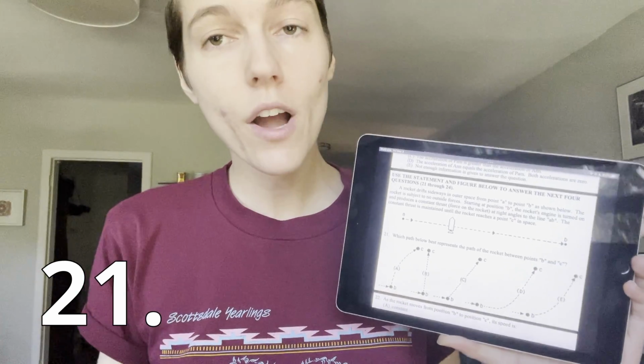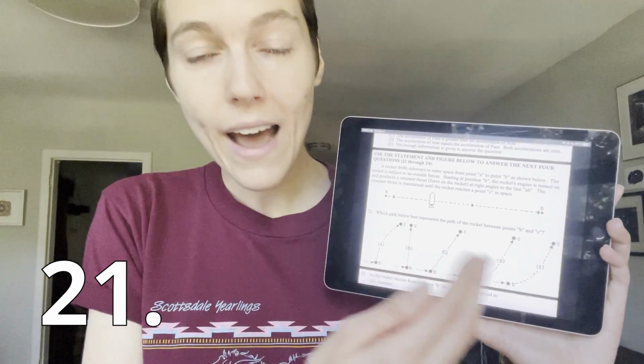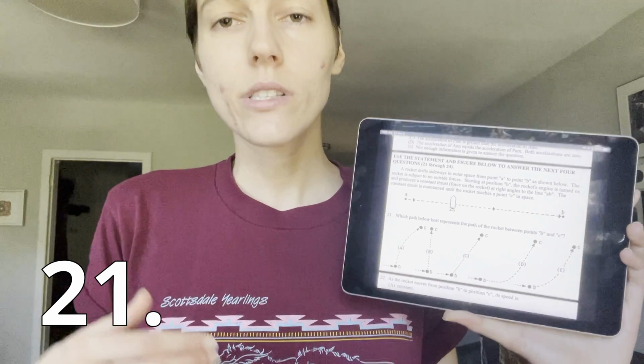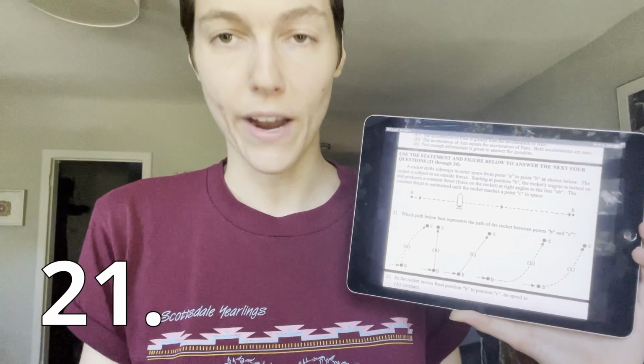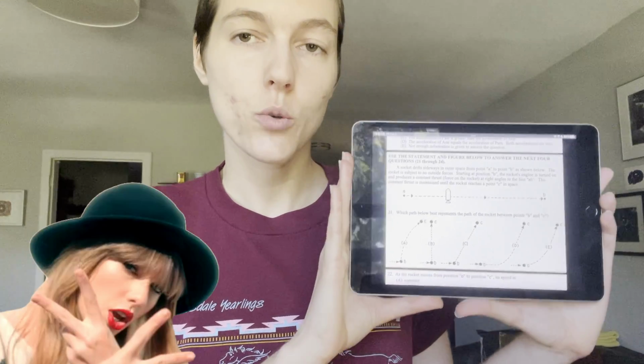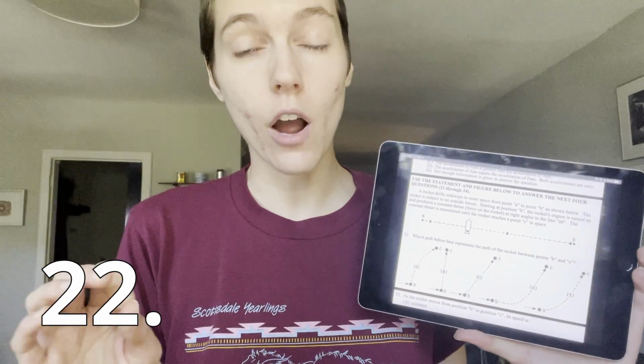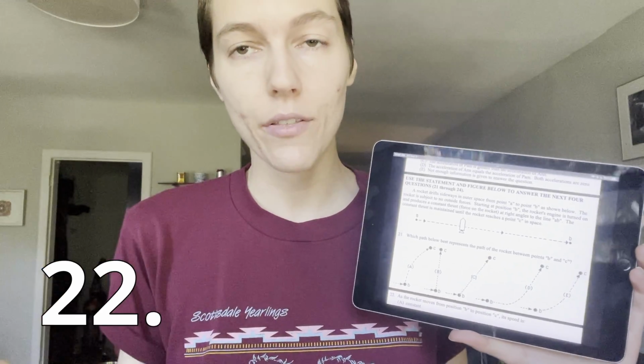Question 21 is asking you, what path is the rocket going to take? What's it going to look like when the rocket is moving with its thrusters firing? In question 22, you're thinking about that path that you chose in question 21, and then think about the speed of the rocket as it's following that path. How would you describe the speed of the rocket between point B and point C?